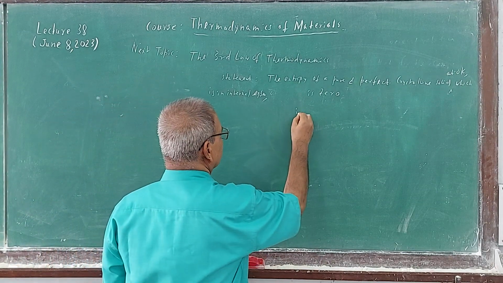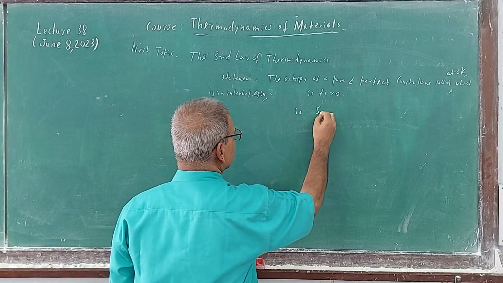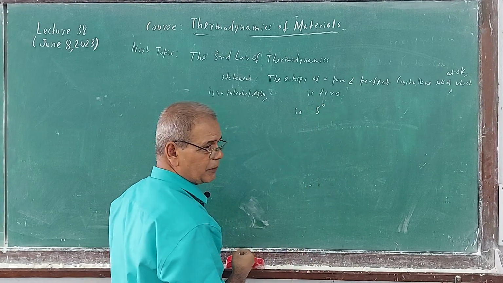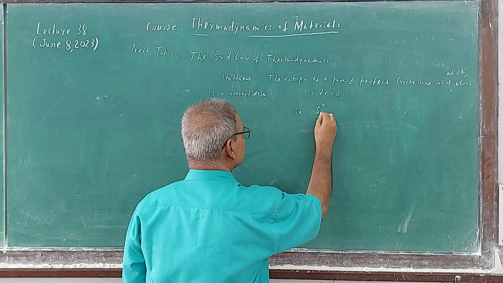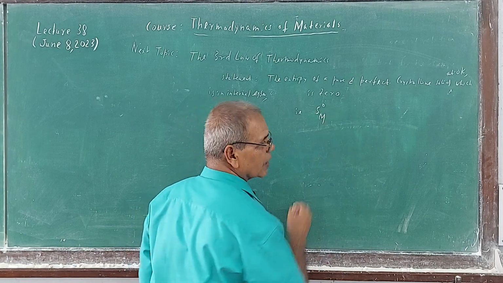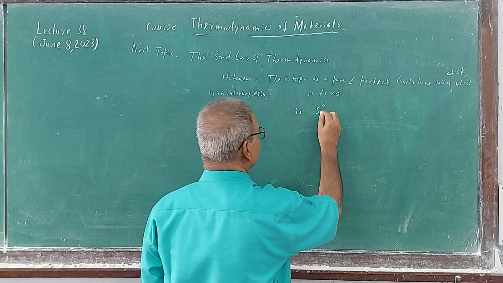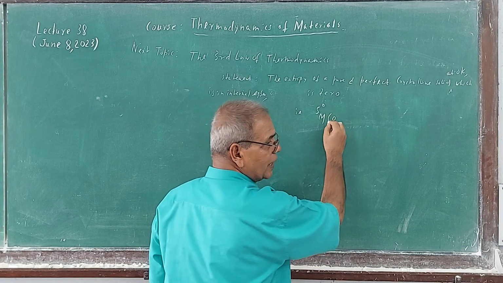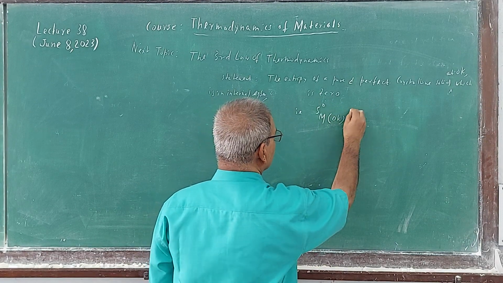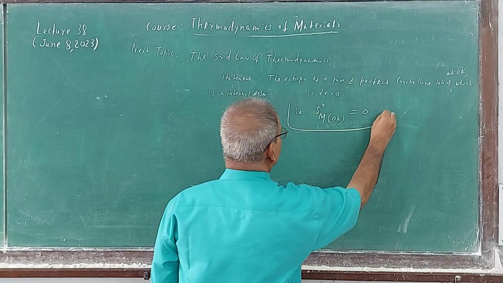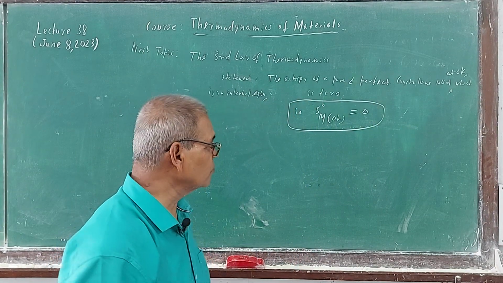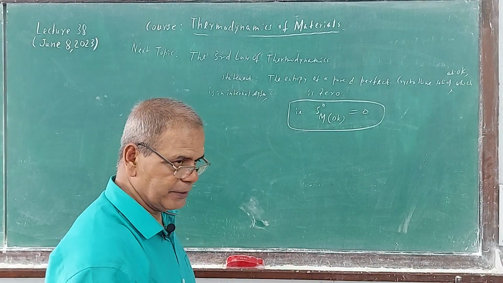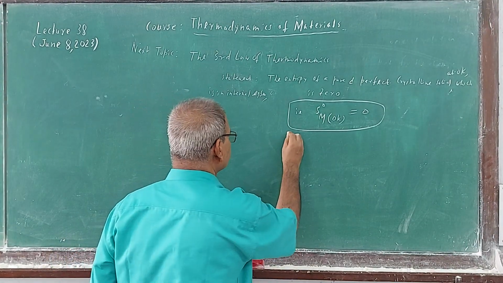What does it say? S 0 of a pure, perfect species, say a metal. We are metallurgists, the metal's entropy is 0 at what temperature? Not 298, but 0 Kelvin. This is the statement of the third law. This will help you find the entropy for other temperatures.